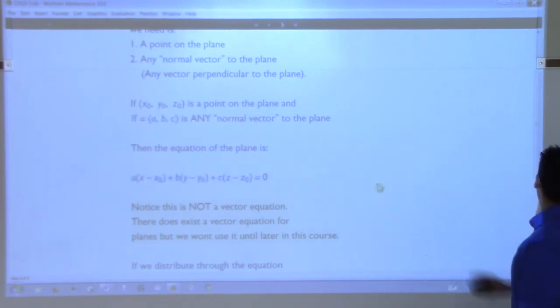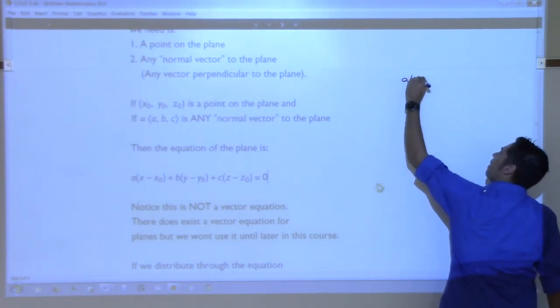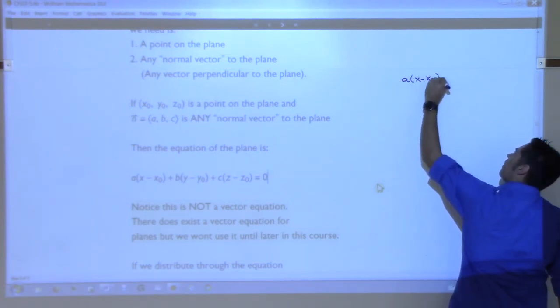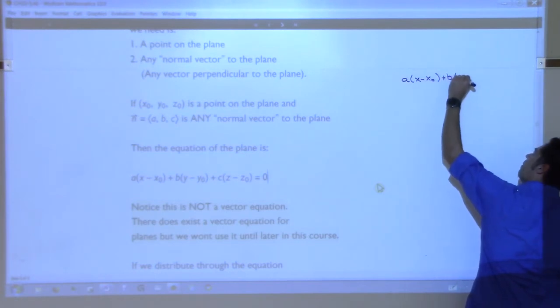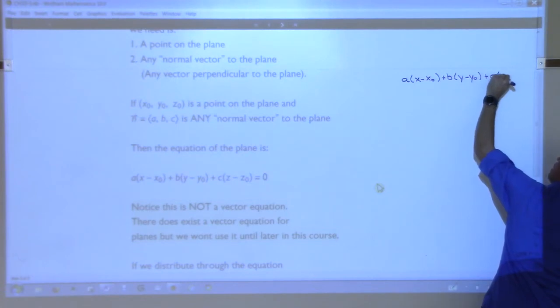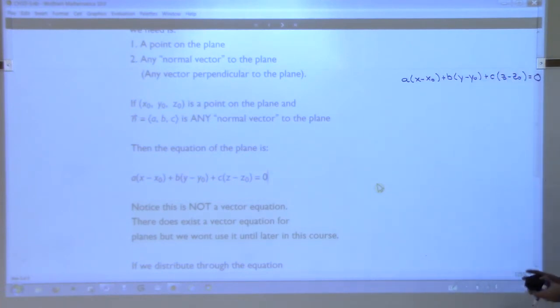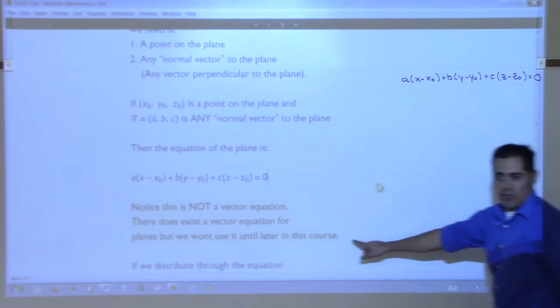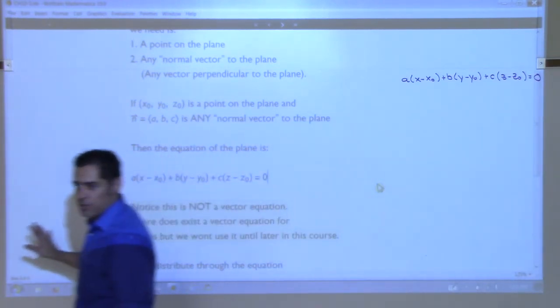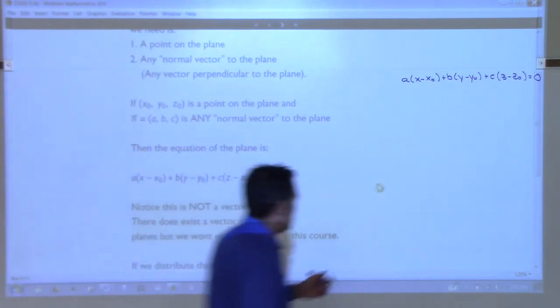So I'm going to write that down on the side here, or maybe I'll write it up here. A(x minus x naught) plus b(y minus y naught) plus c(z minus z naught) equals 0. And notice in that equation of that plane, there are no vectors, okay? There are no vectors in that equation of that plane. And look, just think about this, college algebra.